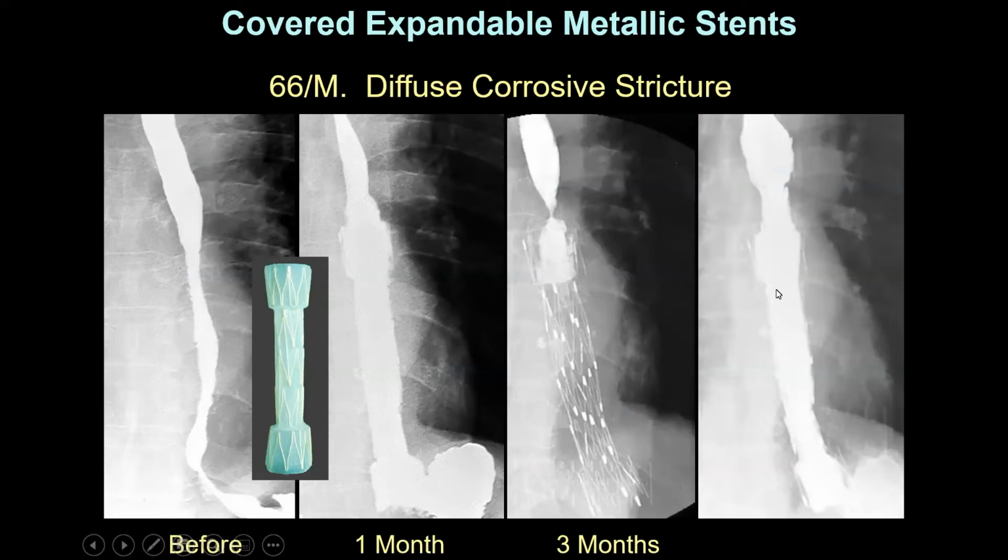Here you can see the big difference between covered stent placement and bare stent placement. This is a covered stent. That's why there is no tissue growth inside the stent, but there is tissue growth over the stent. But anyway, a new stricture developed above the 2nd stent 3 months after 2nd stent placement.